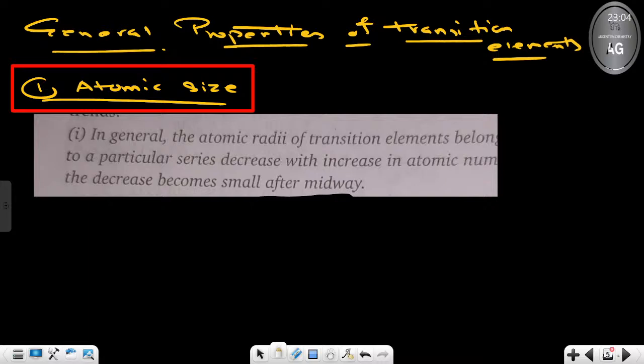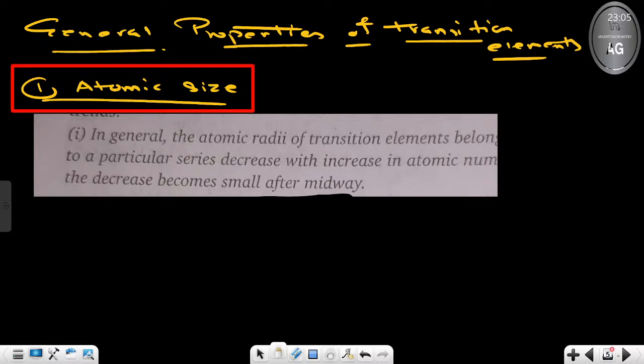If you have read the class 11 periodic table, then you have read that atomic size decreases as we move from left to right of a period, and down the group the size increases due to increase in the number of shells. And along the period it decreases due to increase in the nuclear charge. Correct? This is done in the periodic table.